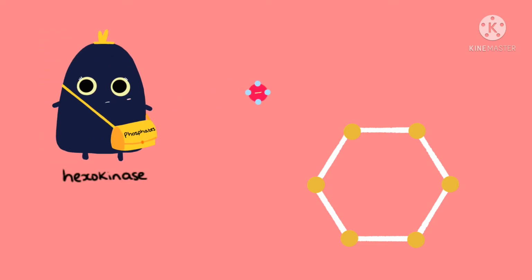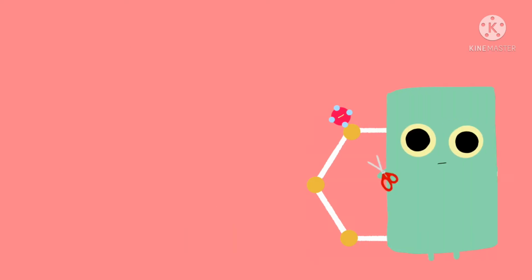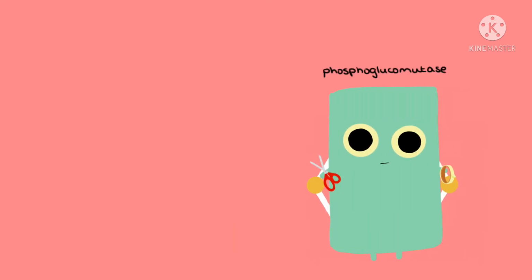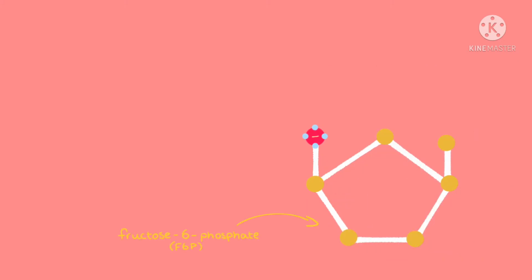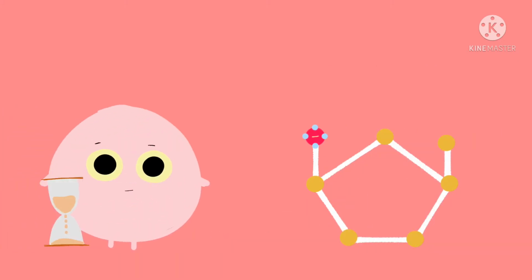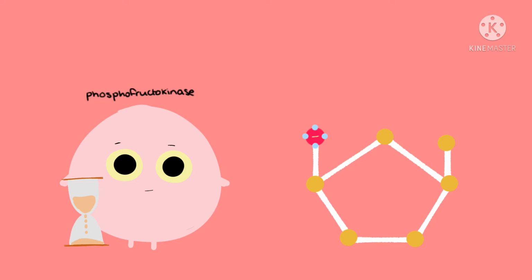To break the glucose chain, we first have to make it more unstable and easier to break. The enzyme hexokinase helps do this by adding a phosphate group to the chain to produce G6P. Next, the enzyme phosphoglucomutase rearranges G6P into F6P. Phosphofructokinase then transfers a phosphate group to F6P to form FBP.